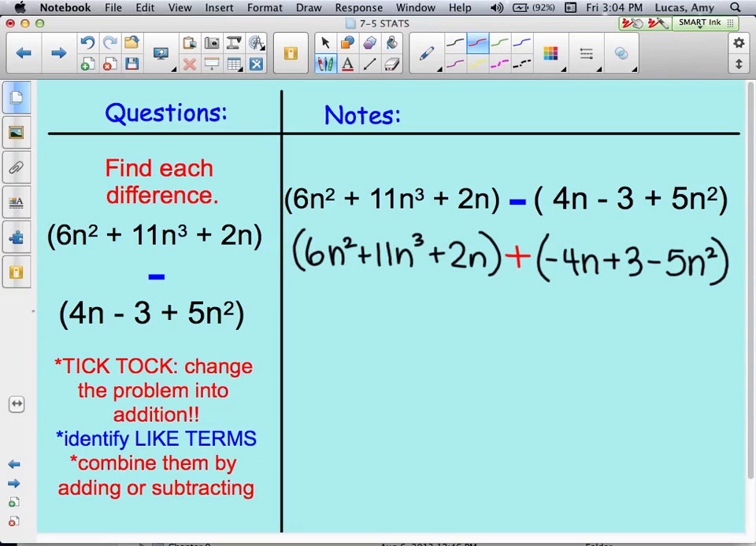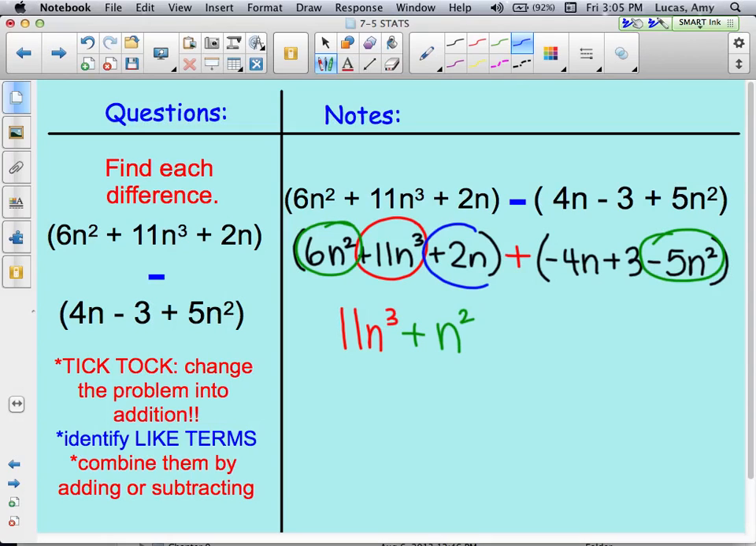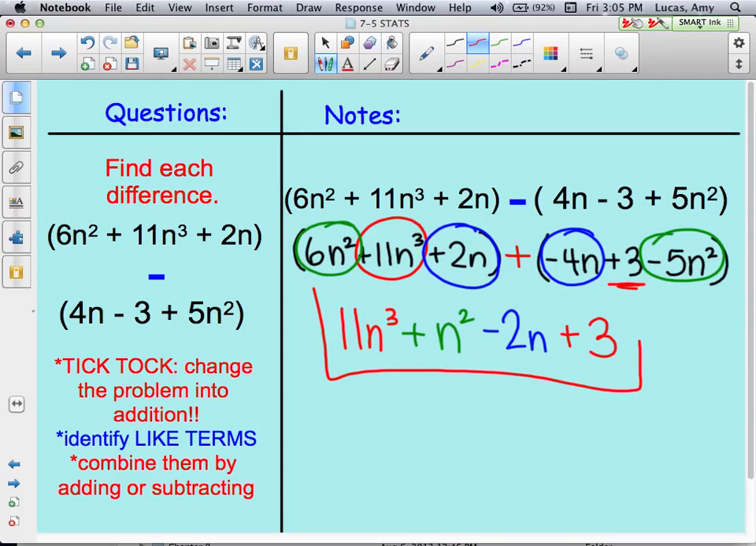Now, in standard form, first I have 11n to the third, and that term does not have any like terms, so there's nothing to combine it with. Next, 6n squared plus negative 5n squared would be 1n squared. Next, 2n plus negative 4n is negative 2n. And last but not least, by itself, we have a plus 3. So there's my final answer: 11n to the third power plus n to the second power minus 2n plus 3.